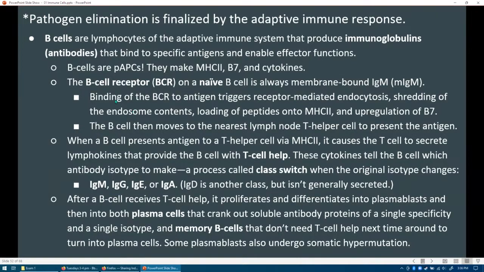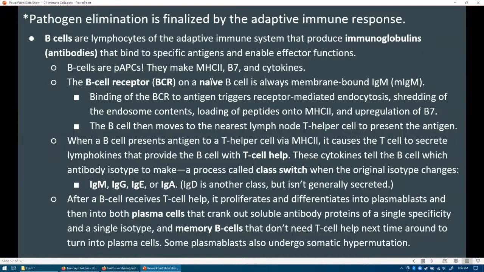B cells are actually antigen presenting cells. They express a B cell receptor, and that B cell receptor is basically just an immunoglobulin, an antibody molecule with a little membrane domain attached on the end of it. The B cell receptor binds to an antigen, and then it triggers the uptake of that antigen into the B cell. The B cell then shreds the antigen inside that endosome it was taken up into, loads the peptides onto MHC2 molecules, puts them out on the cell surface, and then it looks for a nearby T helper cell to present it to.